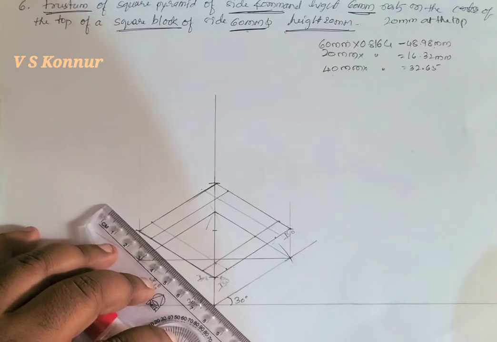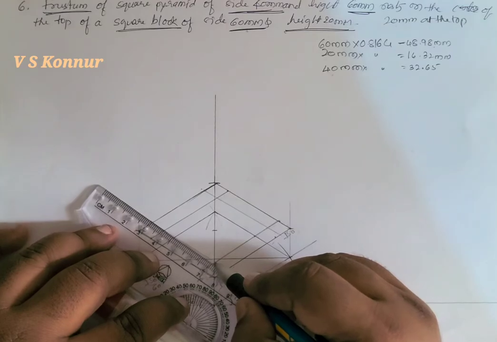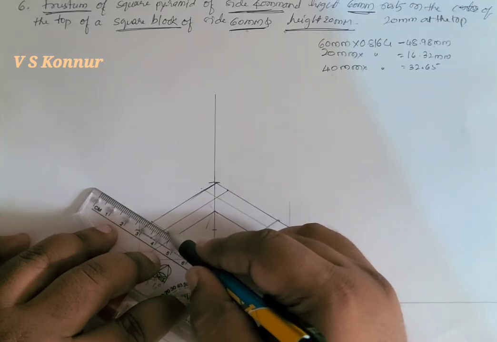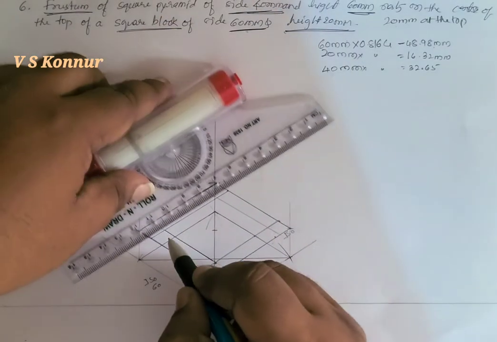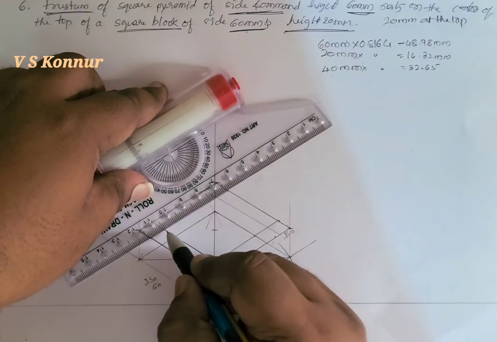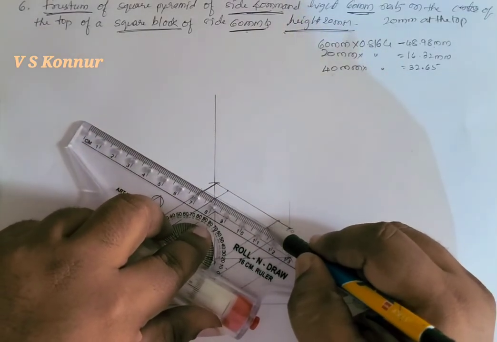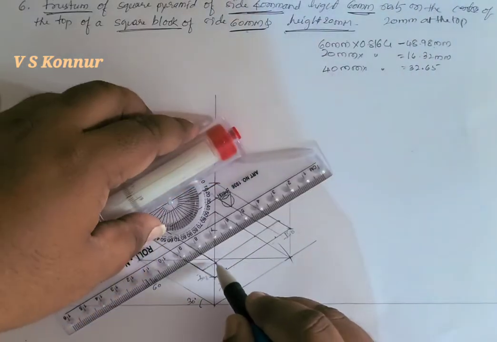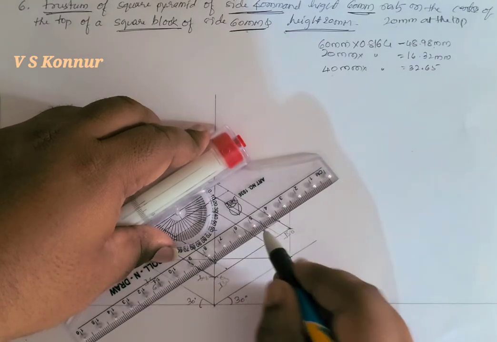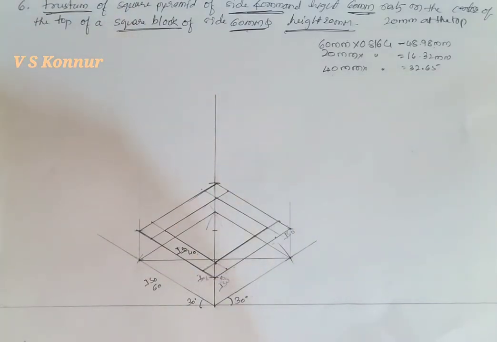I will make it dark, only the part which I need. A small scale error will be there, but still. Now we got the top, that is isometric 40. Whatever I have made dark is called isometric 40.